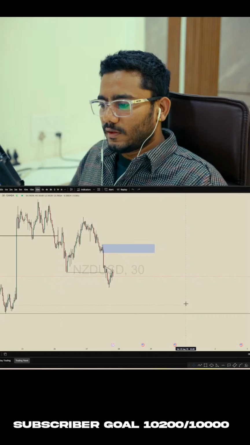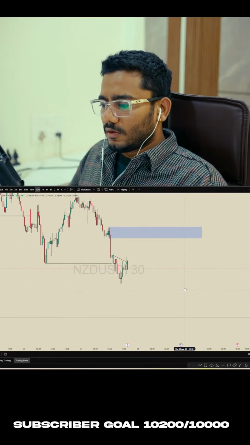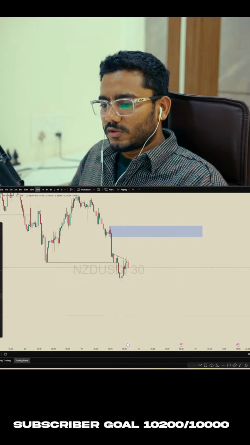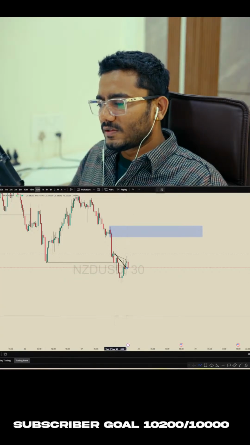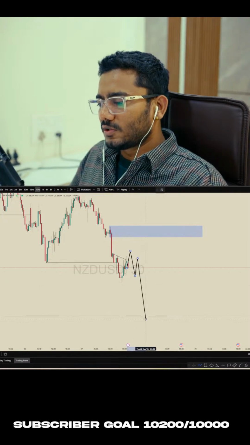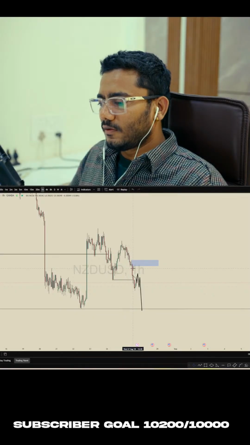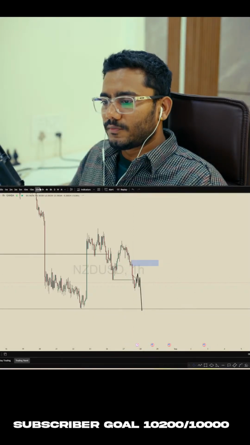But I personally think that because there is this trend line liquidity, price will not sweep the whole liquidity inside. It will just continue and take out this high, and then we can look for continuation in this. So this is our indication that price is going to the downside.